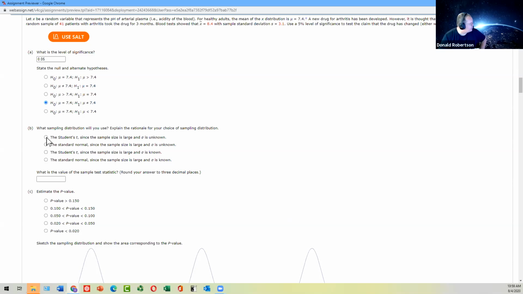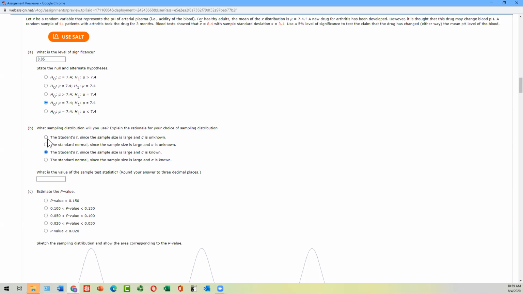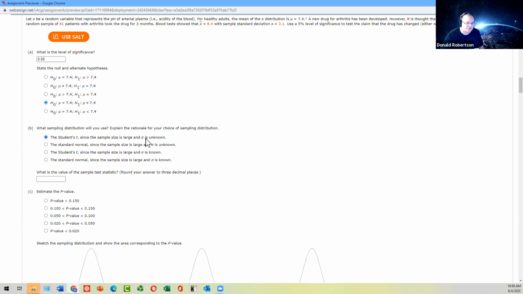Now I've got a choice. Is it this T or is it that T? First one, and the reason it's the first one is because sigma is unknown. It's not this one. You don't use this T because sigma is known. You use a T because sigma is unknown. So you would tick that choice.